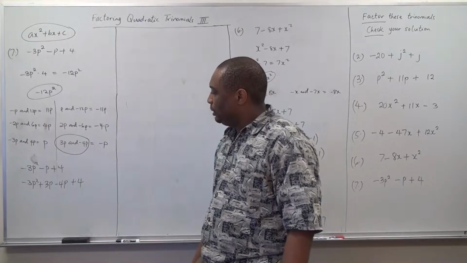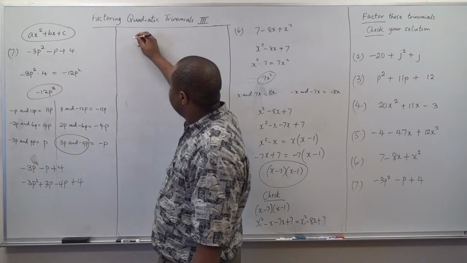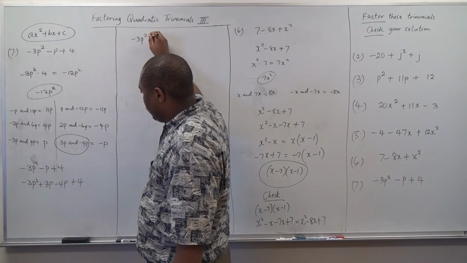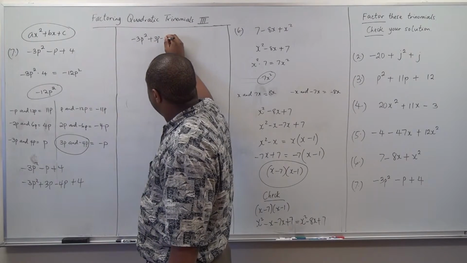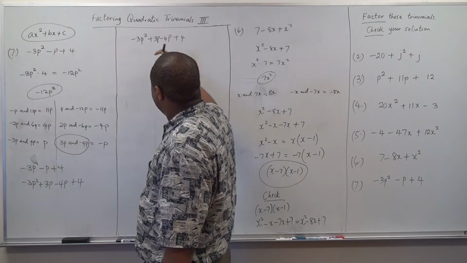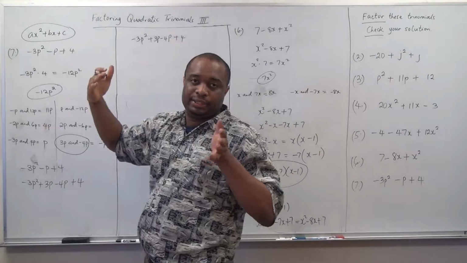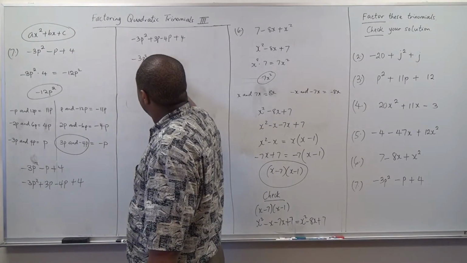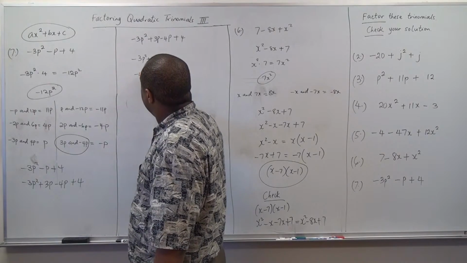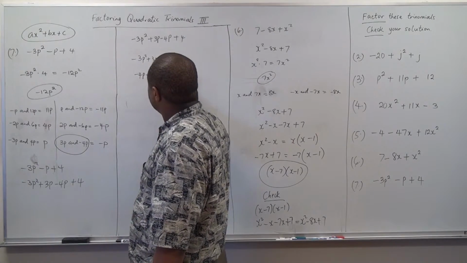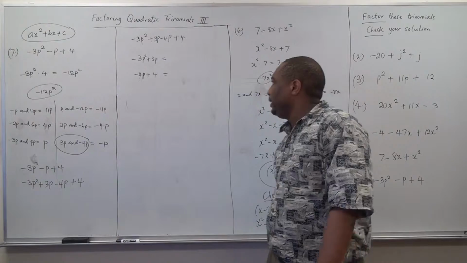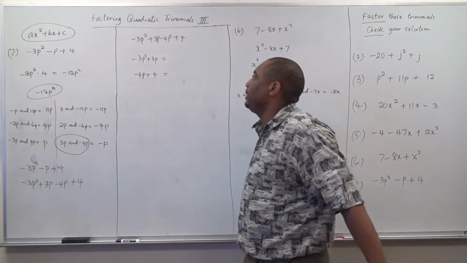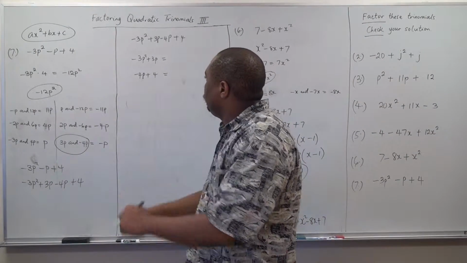And then what you want to do is to factor out. Let me just write this here. Negative 3p squared plus 3p minus 4p plus 4. So you want to group in twos and factor. So this is negative 3p squared plus 3p, and this is negative 4p plus 4. Okay, there's a leading negative, so you factor it out. And if you factor it out, it will be what?